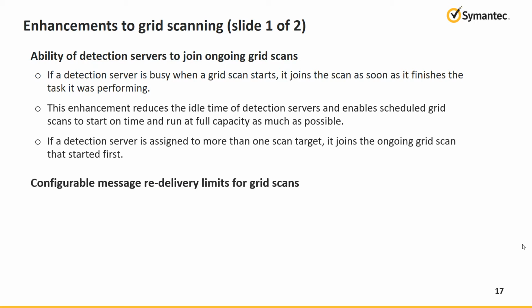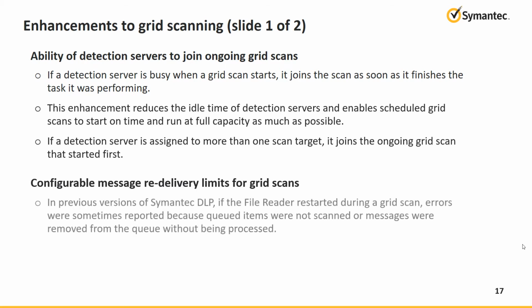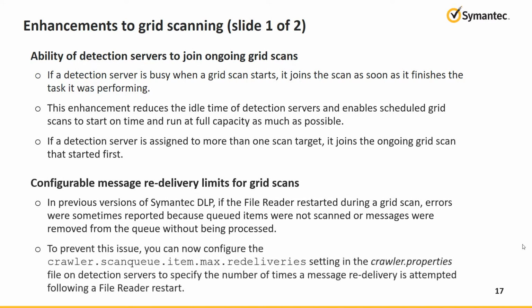Next, you can now configure message redelivery limits for grid scans. In previous versions of Symantec DLP, if the file reader restarted during a grid scan, queued items were sometimes not scanned, or messages were removed from the queue without being processed. Such occurrences sometimes resulted in errors being generated for those missed files. To prevent such issues from occurring, administrators can set the new crawler scan queue item max redeliveries setting in the crawler.properties file on each detection server to configure how many times a message redelivery is attempted following a file reader restart.